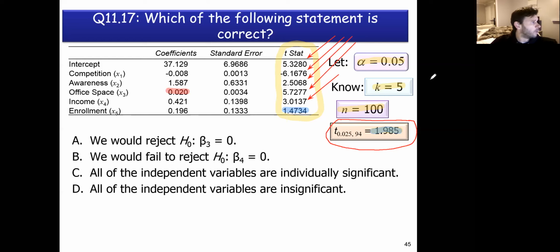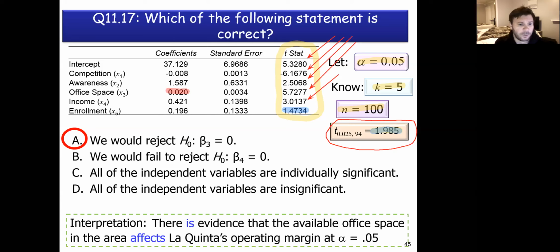Now you'll note the only answer choice here consistent with that is choice A. We would reject the null hypothesis B3 equals 0, but we would not fail to reject the null hypothesis B4 equals 0. We said that is significant. C is wrong because not all of the independent variables are individually significant. The last one, enrollment, is not. And D is also incorrect here. So the interpretation here, with respect to specifically that null hypothesis in A, is that there is evidence that the available office space in the area does affect La Quinta's operating margin.